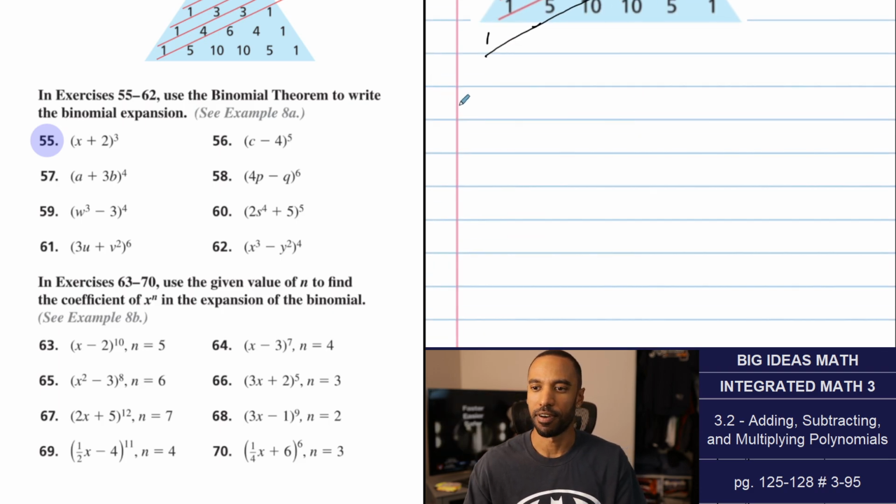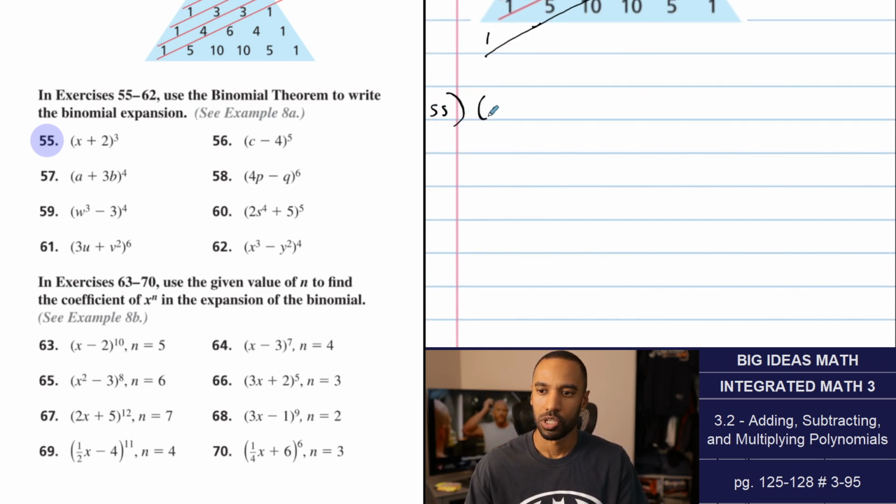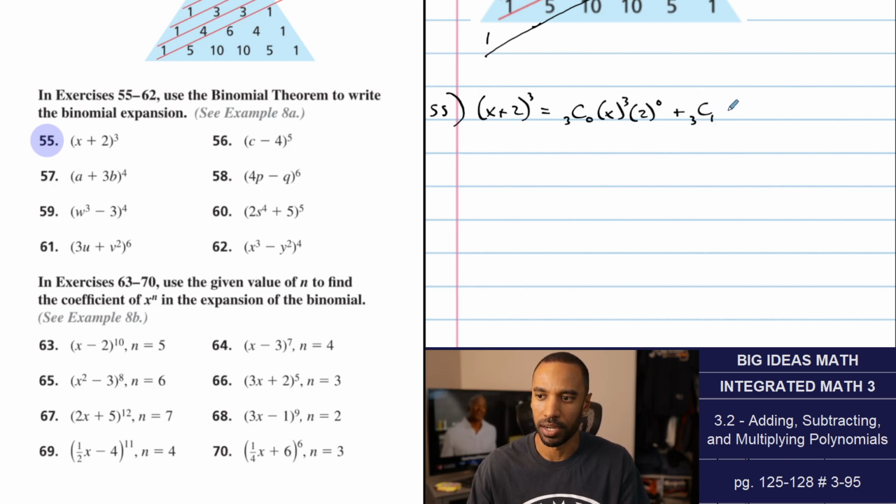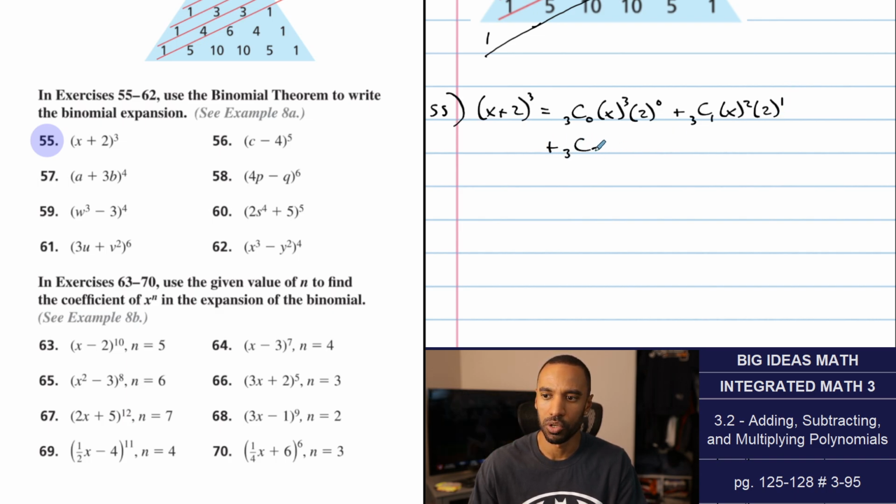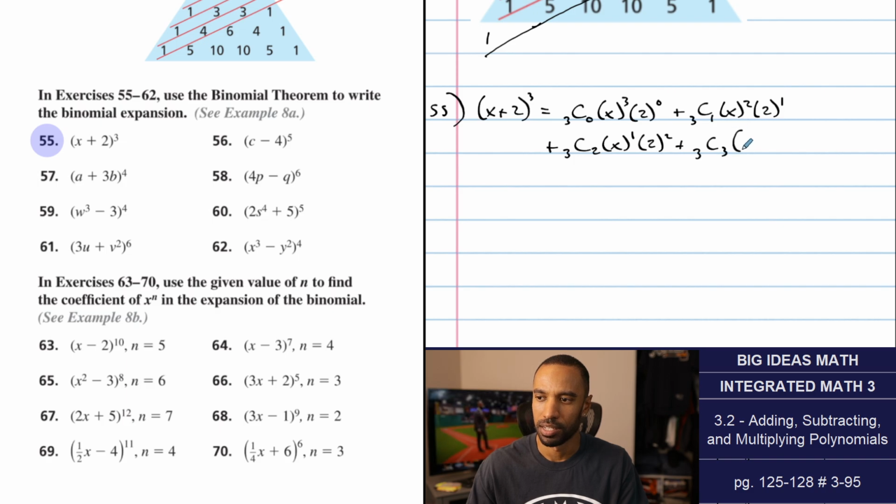All right, so number 55. So x plus 2 to the third power. You take 3 choose 0, and then you multiply by x to the third times 2 to the 0. Plus 3 choose 1, times x squared times 2 to the first. Plus 3 choose 2, times x to the first times 2 squared. Plus 3 choose 3 times x to the 0, 2 cubed.